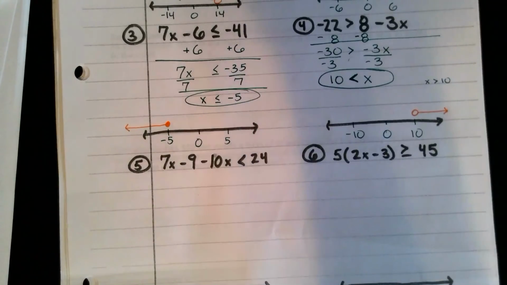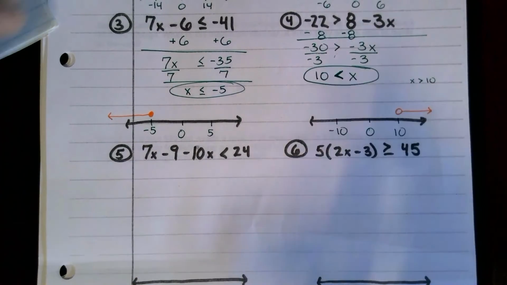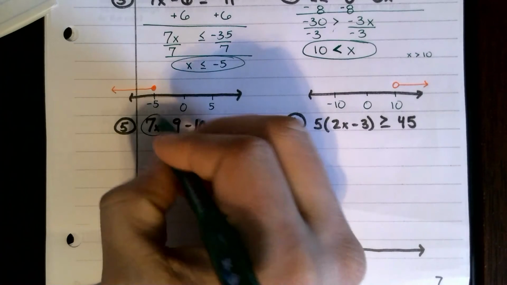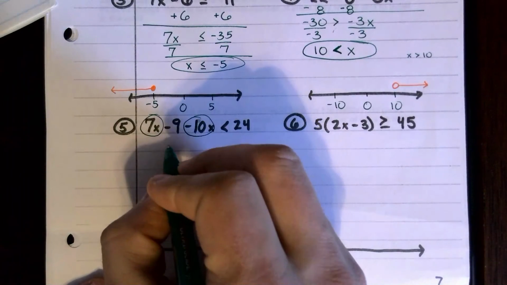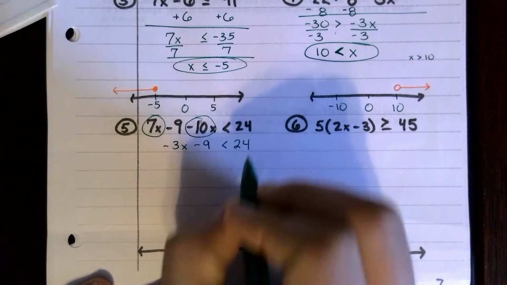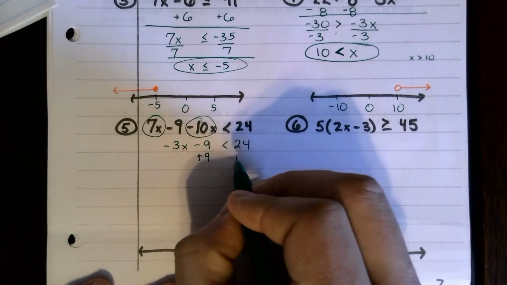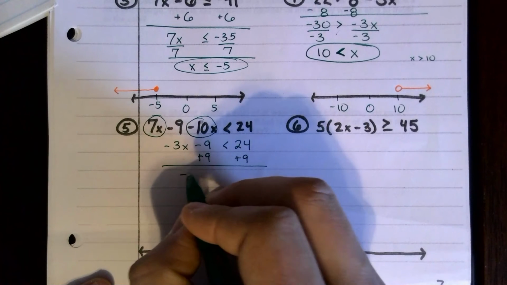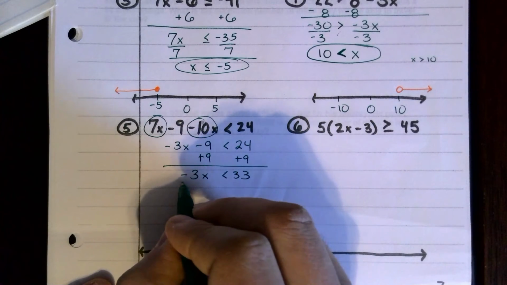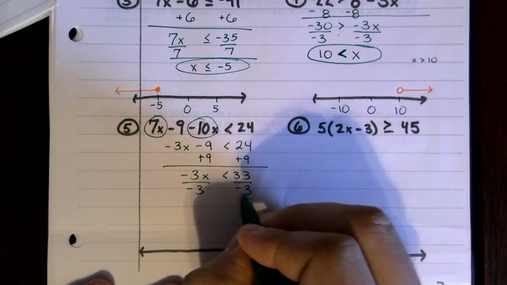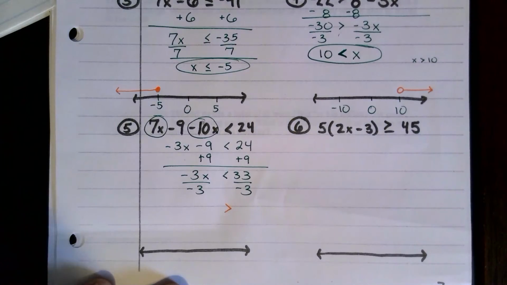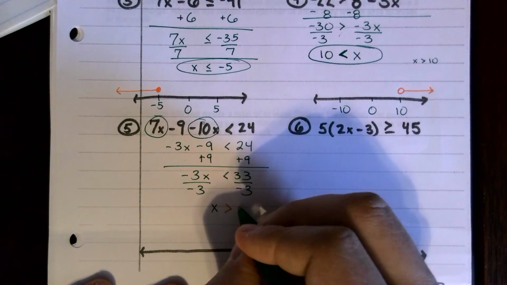Moving on to the bottom, 2 problems, 5 and 6 there. Here, I need to combine like terms first, which I do. I combine and I get negative 3x minus 9 is less than 24. I add 9 to both sides. I get negative 3x is less than 33. Divide both sides by negative 3. Dividing by a negative, I'm going to switch that around. And I get x is greater than negative 11.